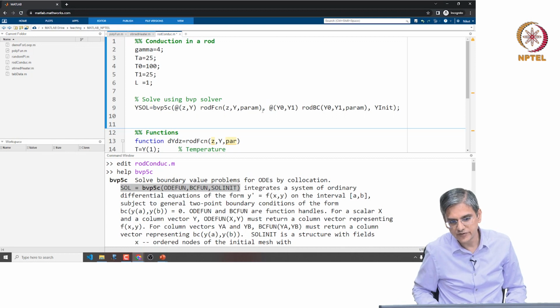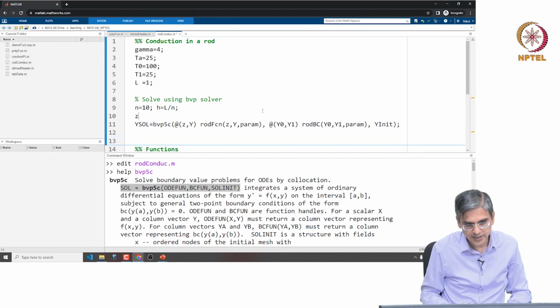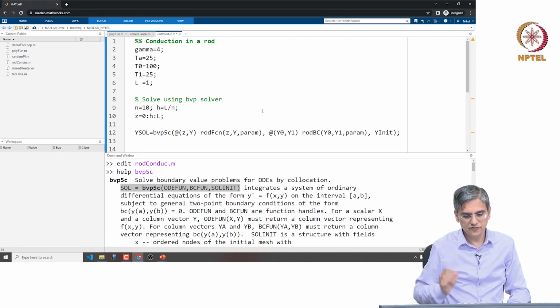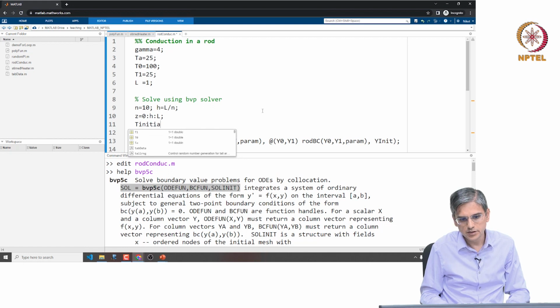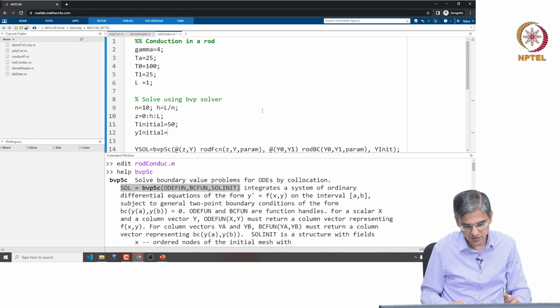Okay. Now, let us say we want the solution at, let us say, number of points is 10. So, the step size is h equal to L by n. Okay. So, z is going to be equal to 0 in steps of h up to L. Okay. So, that is the value of z. Let us say we want to initialize everything uniformly at say 50 degrees Celsius. Okay. So, T initial equal to 50 and y initial equal to 0.